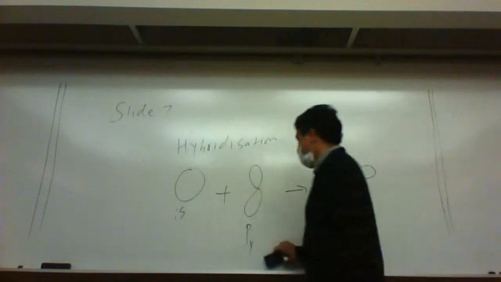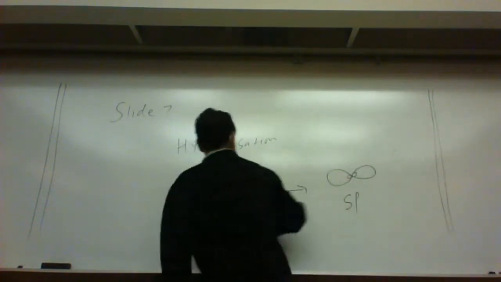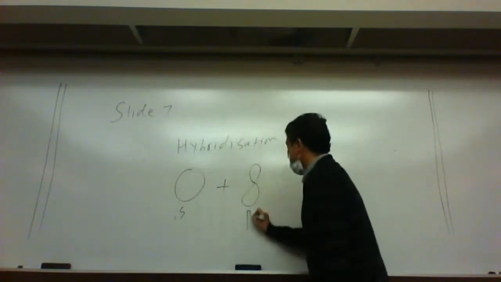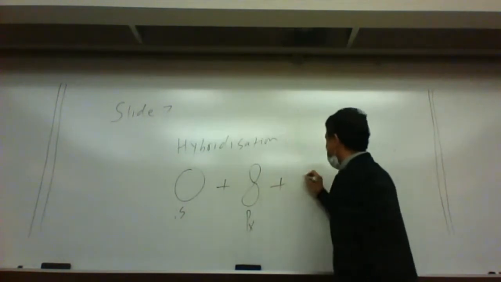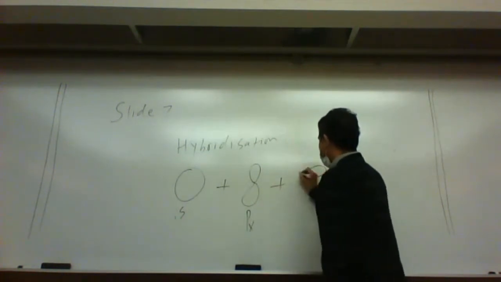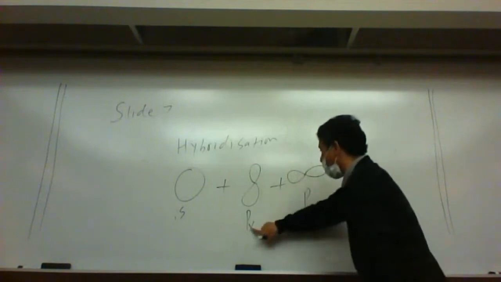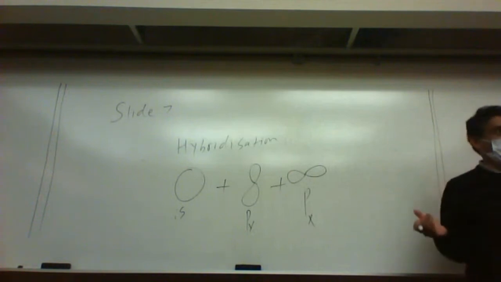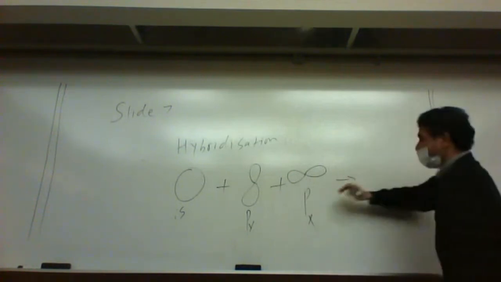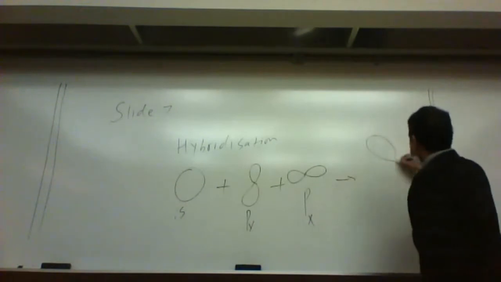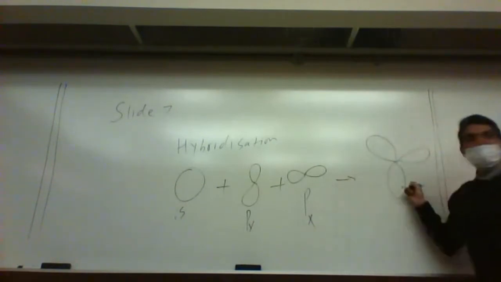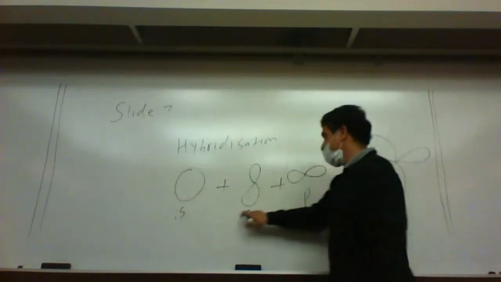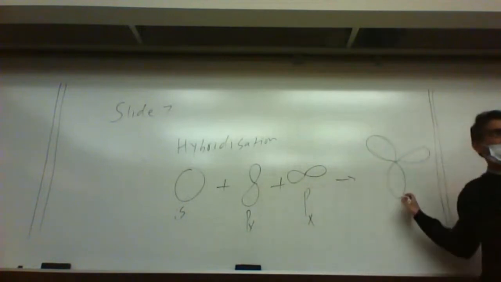For example, let's say you mix an s orbital with two p orbitals. This is a py orbital and this is a px orbital. Now I want to mix these three together, and what kind of orbital would I get? The hybrid orbital would look like this. So you see, I just mixed three orbitals: one sphere and two dumbbells, and I got a third type of orbital. It looks like a flower, right?